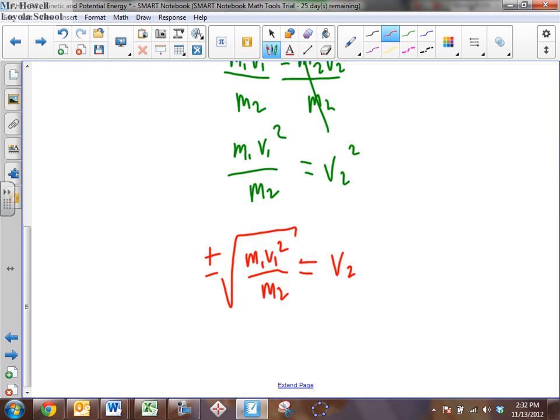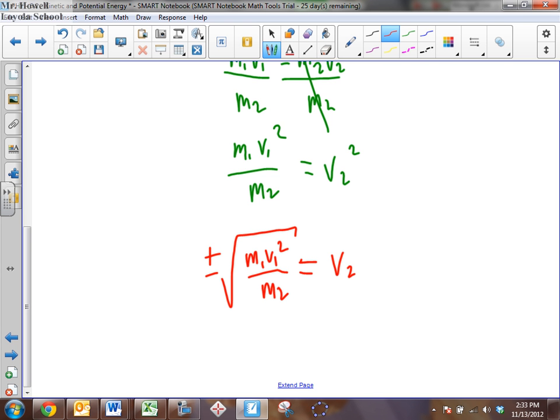You could also simplify this further by taking the v1 outside and get rid of the square. But you don't have to do that, so don't worry about it. Just plug in your three numbers here. You know the mass of the bowling ball is 12. You know the velocity of the bowling ball was, what was the velocity? 3. So 3 squared, all over 0.0045. Square root that answer, you'll get the velocity of the super ball or the bouncy ball, whatever.